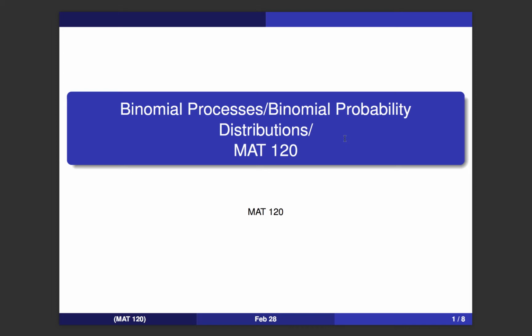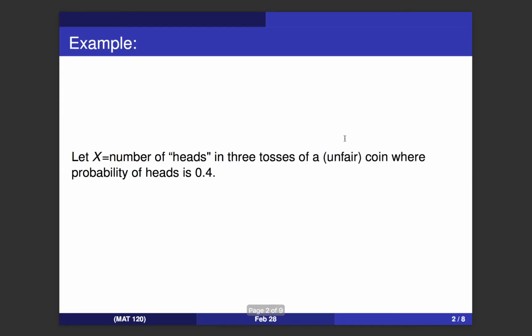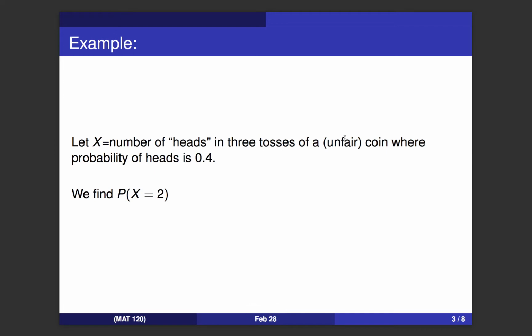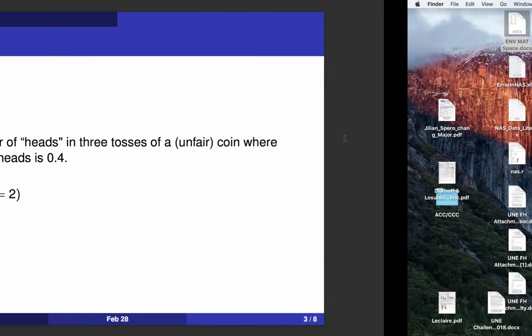Last week we looked at discrete probability distributions in general, and now we're going to look at a specific distribution, the binomial distribution. So we'll start with a familiar example, and we have a random variable, which is the number of heads, and we're going to toss the coin 3 times. Let's let the probability of heads be 0.4, just to make it interesting. And suppose we want to find the probability that x is equal to 2. So the probability we get 2 heads.